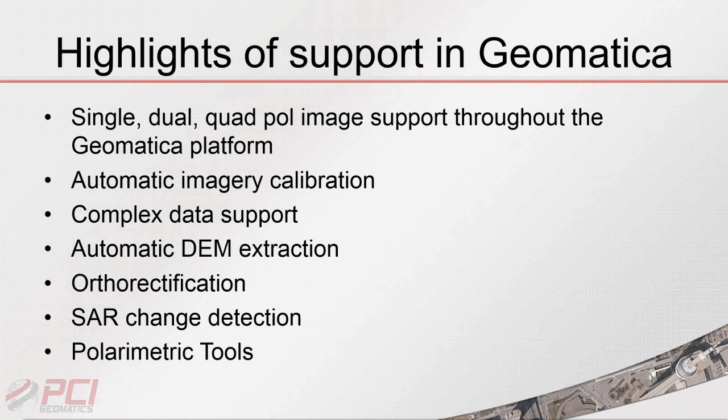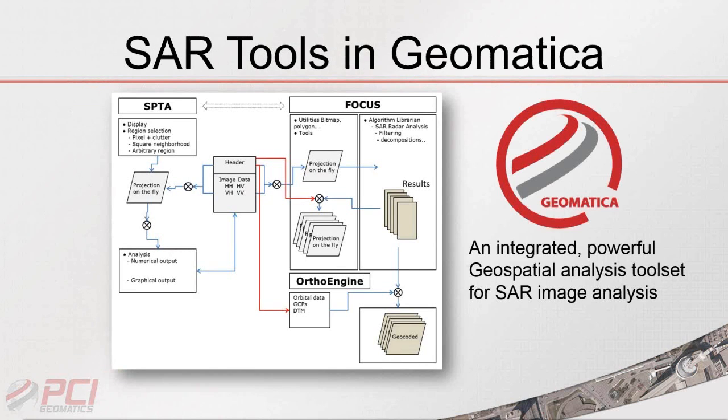Some other things that we have include automatic DEM extraction, orthorectification, change detection, and some great polarimetric tools. Now, as I mentioned, Geomatica is a very powerful platform and tool set that is very beneficial for working with SAR imagery. This is a quick review of the three main tools. We have other tools that are available, of course, but in terms of the integrated analysis, this is typically how things are done.